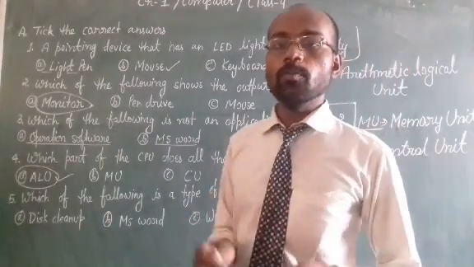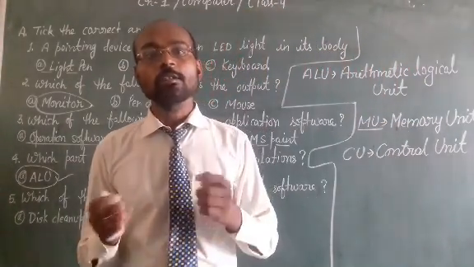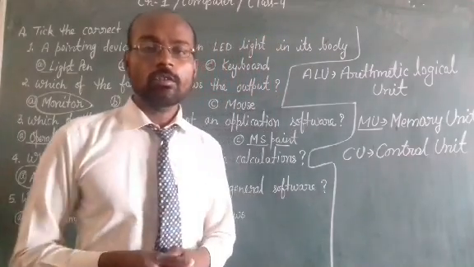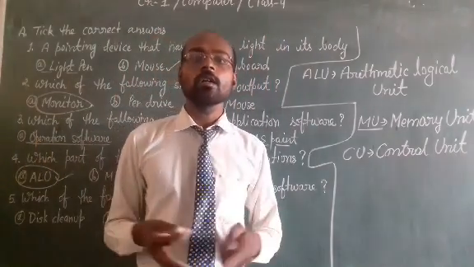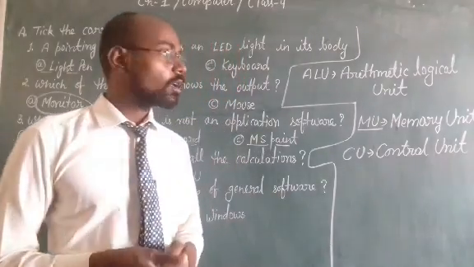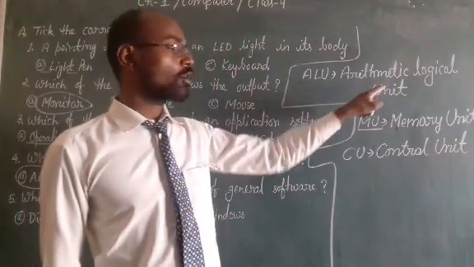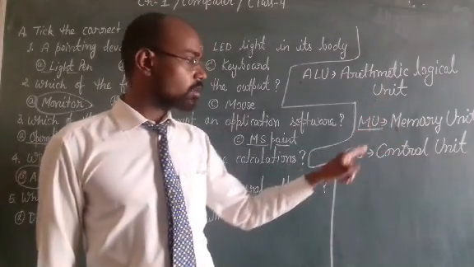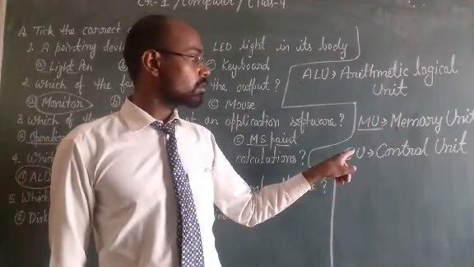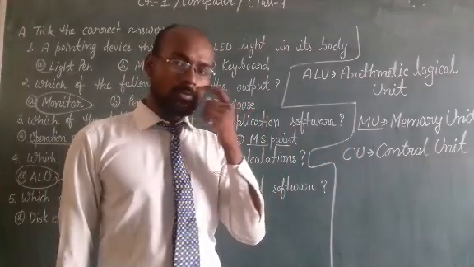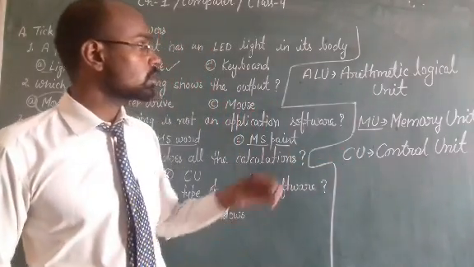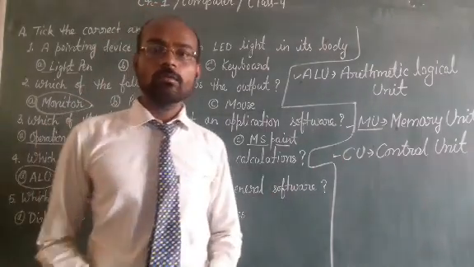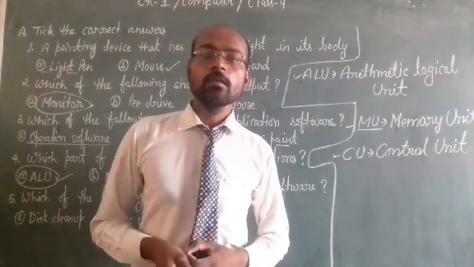Students, a CPU has three parts. First is ALU, second is CU, and third is MU. ALU stands for arithmetic logical unit. MU stands for memory unit, and CU stands for control unit. These all are the three parts of a CPU: ALU, MU, and CU.